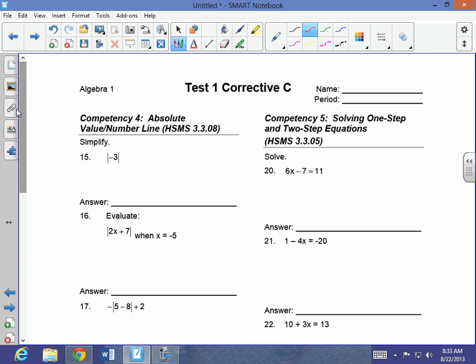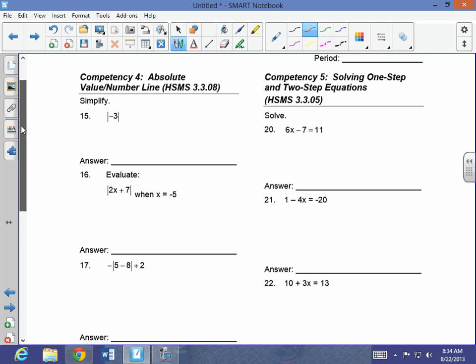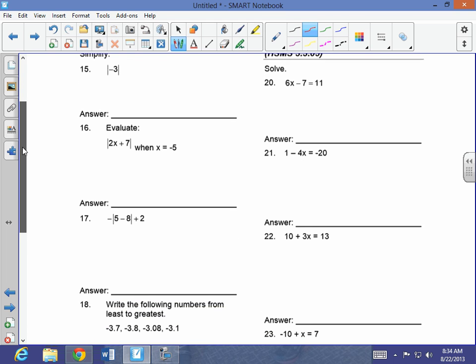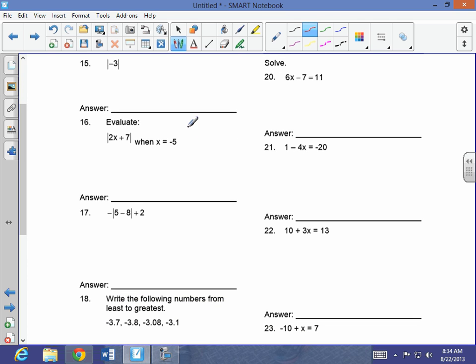Competency 4, absolute value. I'm not going to do 15. The absolute value of negative 3 is 3. So now I'm going to go absolute value of 2 times negative 5 plus 7. Keep that in my absolute value bars. 2 times negative 5 is negative 10. Negative 10 plus 7 is negative 3. So this gives me the absolute value of negative 3, which equals 3. You have to simplify the absolute value before you can do anything else.